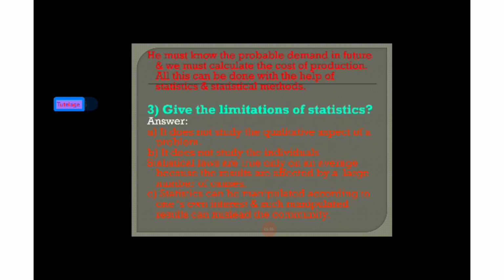The third question is: give the limitations of statistics. Statistics doesn't study the qualitative aspects of the problem. Statistics always helps to indicate the quantitative aspect, the numerical value, numerical terms, numerical data of the problem. So that's why it does not include the qualitative aspect. So these are the limitations of statistics.